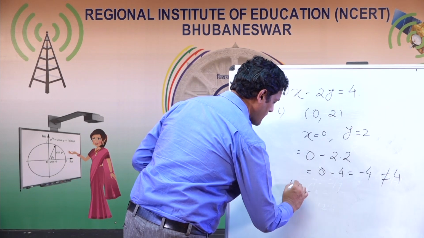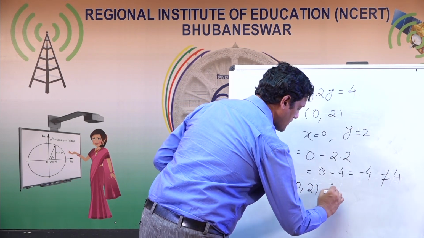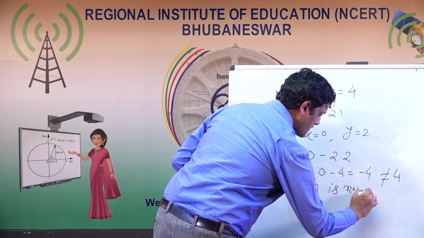So what we can write: 0 comma 2 is not a solution.